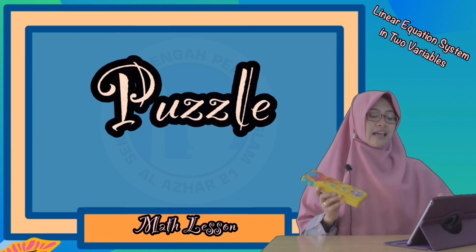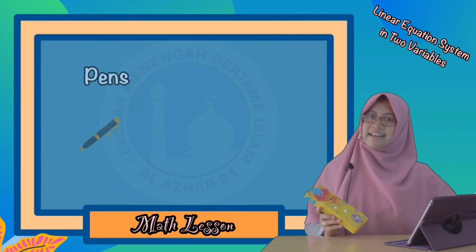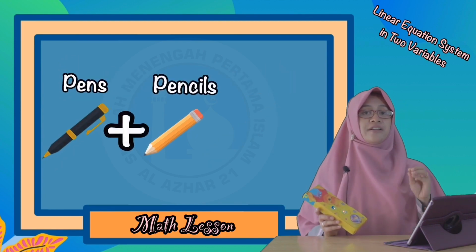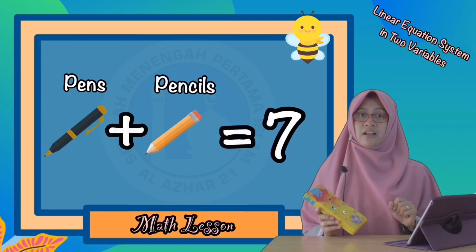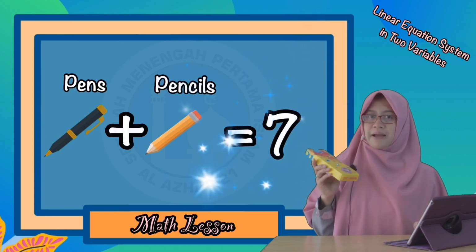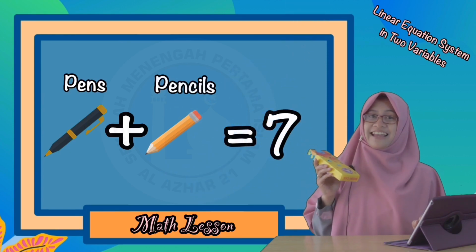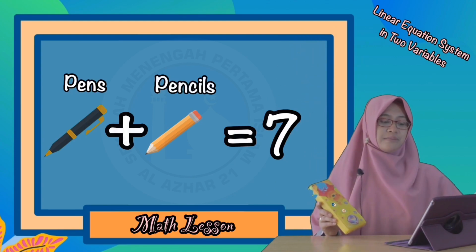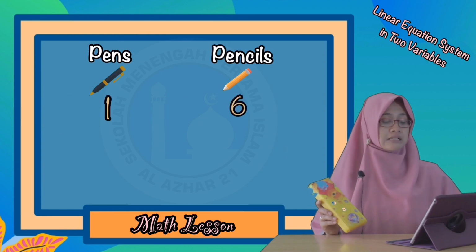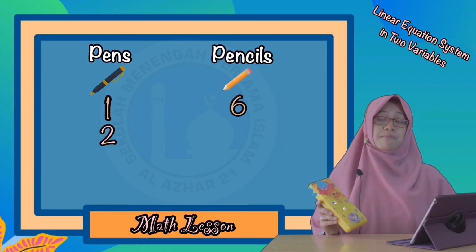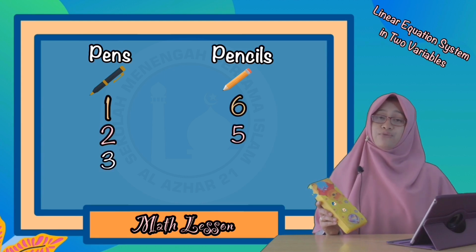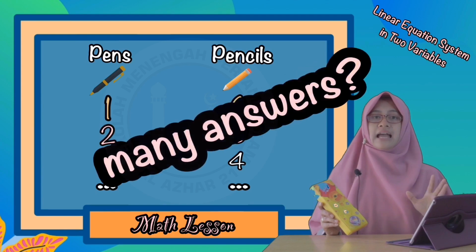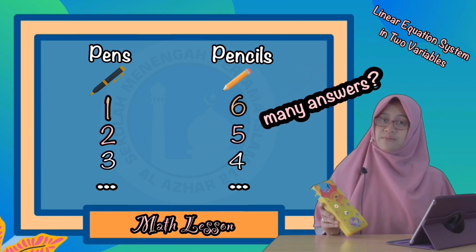This pencil case contains pens and pencils. If I give you information that the total number of pens and pencils is 7, can you guess how many pens and how many pencils are in this pencil case? That's not possible, right? Because it could be 1 pen and 6 pencils, or 2 pens and 5 pencils, or 3 pens and 4 pencils, and so on. So there are many answers to my question, right?